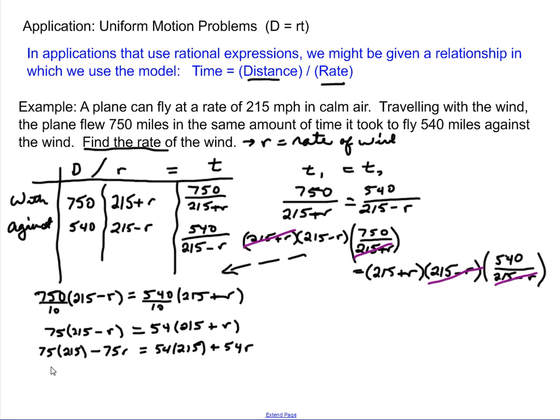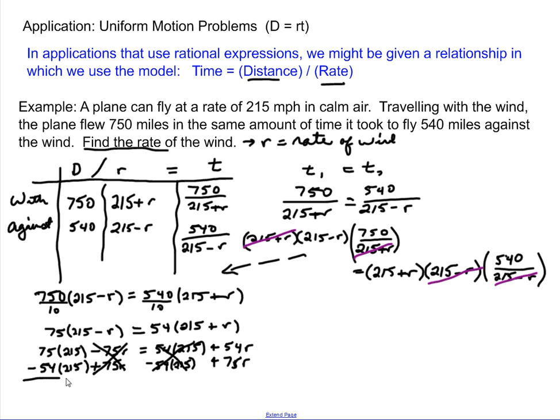So what I did right here was that I added 75r to both sides of my equation, and I subtracted 54 times 215, whatever that ends up being, from both sides. So 75 minus 54 times 215. All right, so you know what happens. On the right-hand side, of course, these things just go away. On the left-hand side, these just go away.